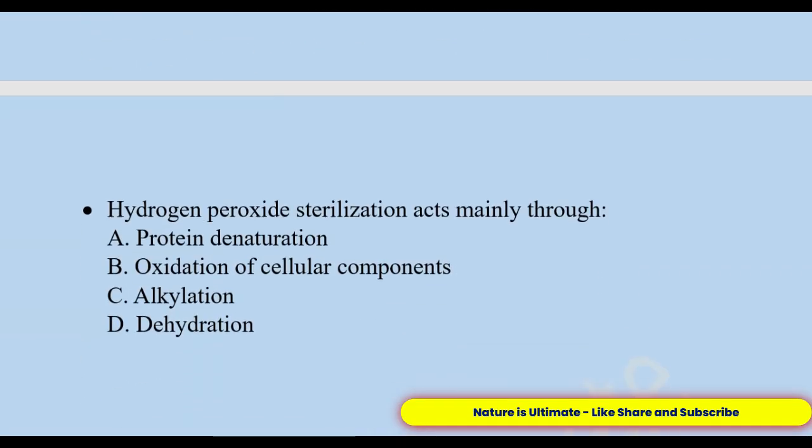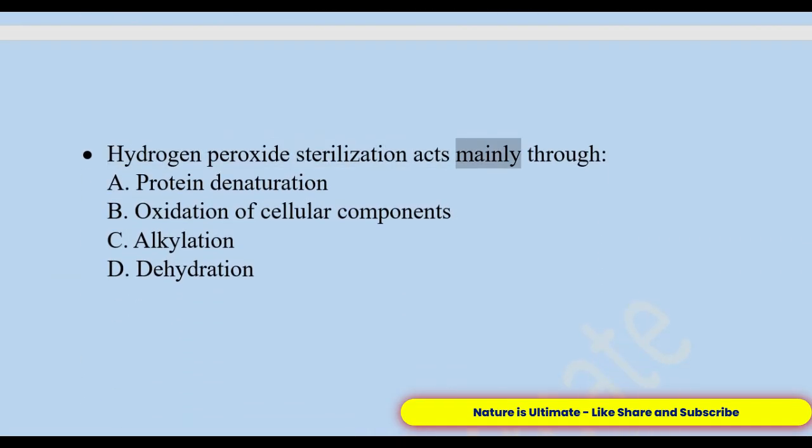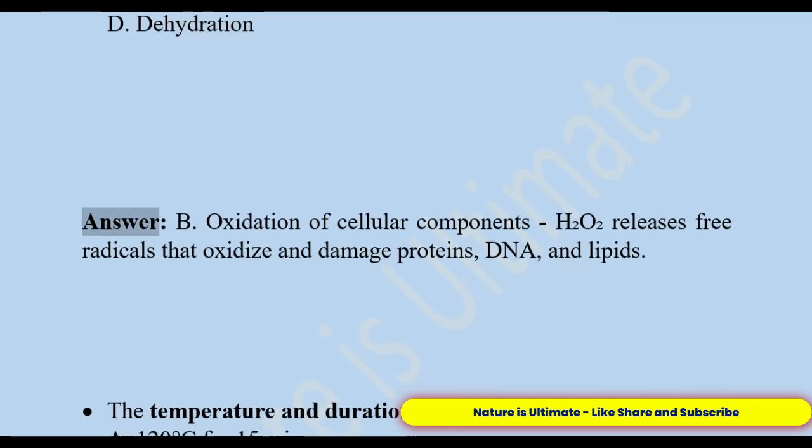Hydrogen peroxide sterilization acts mainly through A. Protein denaturation. B. Oxidation of cellular components. C. Alkylation. D. Dehydration. Answer: B. Oxidation of cellular components. H2O2 releases free radicals that oxidize and damage proteins, DNA, and lipids.